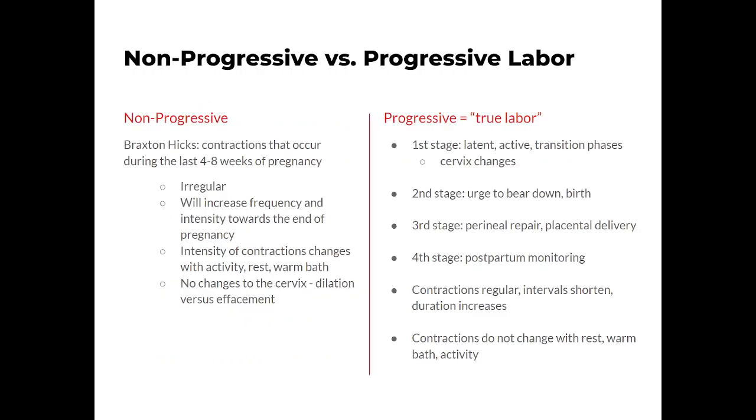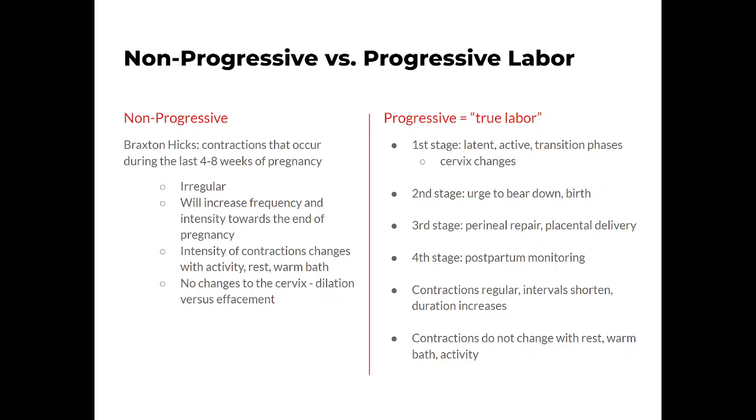Okay, so let's go through non-progressive versus progressive labor. Non-progressive labor involves Braxton Hicks. So these are contractions that occur the last 4 to 8 weeks of pregnancy. You know they're not true contractions because they're irregular. They're not consistent. So you may have one contraction that happens one day and then it won't happen again till a couple days later or a week later.